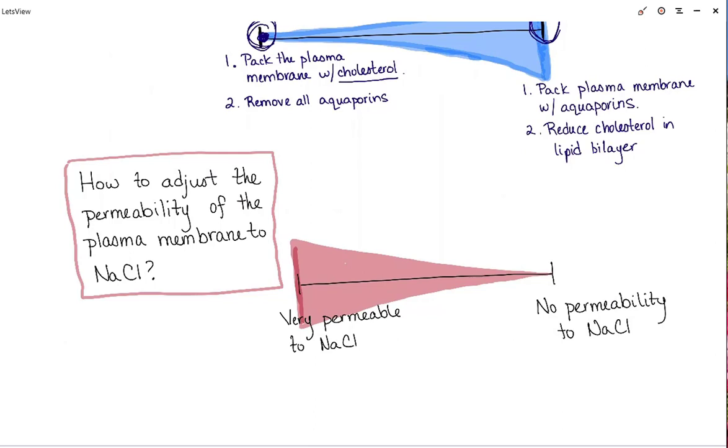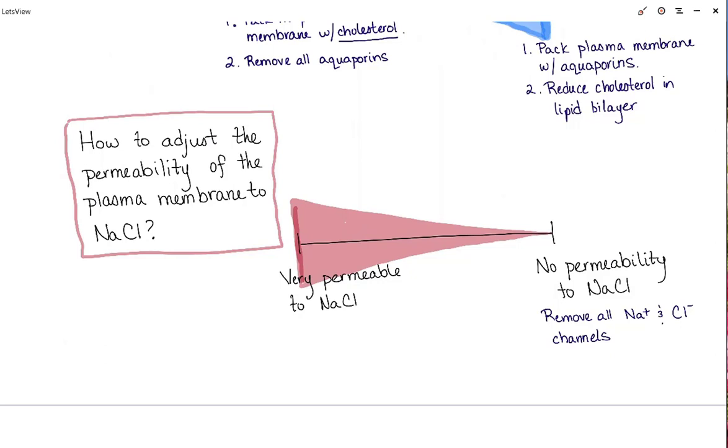So if I want to make a membrane impermeable to sodium and/or chloride, I simply remove all ways for sodium and chloride to move across that membrane. And that is to remove all the channel proteins. Conversely, I simply insert a whole bunch of sodium and/or chloride channels, and I make my membrane very permeable to sodium and chloride.